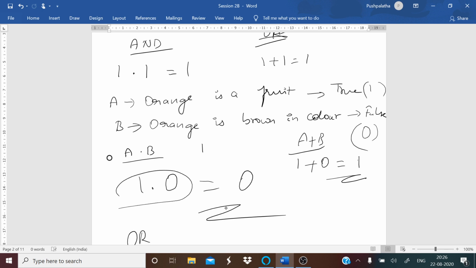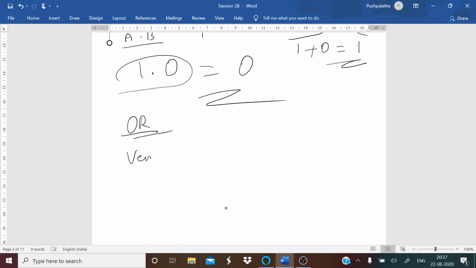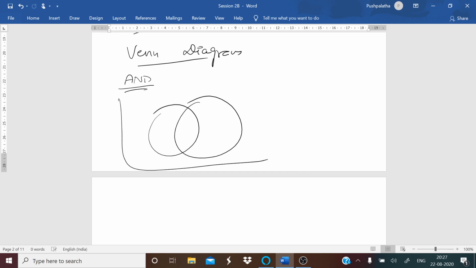Whereas in OR operation, if any one is true, then it is true. This is your OR operation. If you are going to represent it in Venn diagrams, you know the Venn diagrams now, right? How are you going to represent the operations using a Venn diagram? So you have two circles, right? This is your A and this is your B. This is how you are going to represent your AND operation.